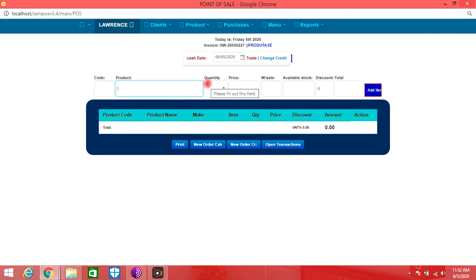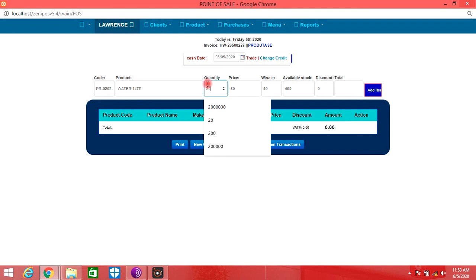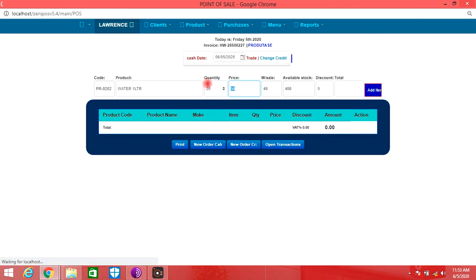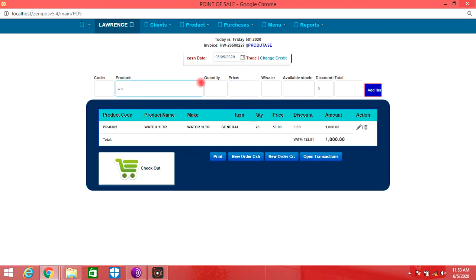Come and make a sale here. This is a cash sale, and say I'm selling 1 liter. I have 400 pieces. I'm selling 20 pieces at the price of 50 shillings. I can also sell 500 ml.